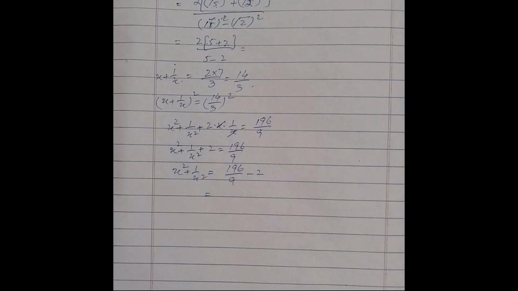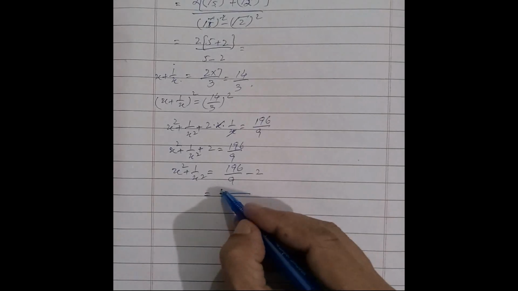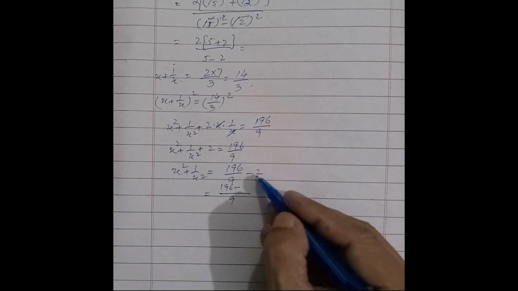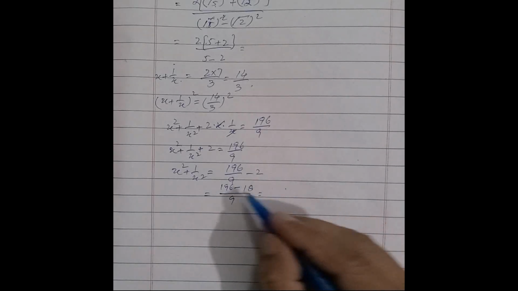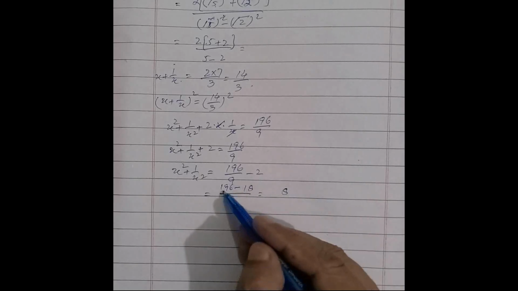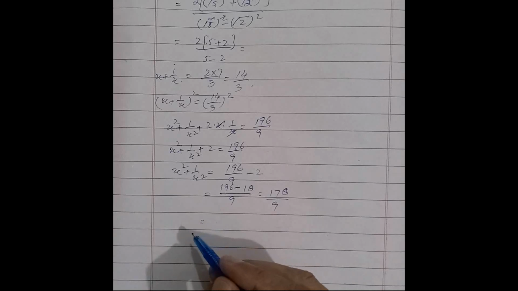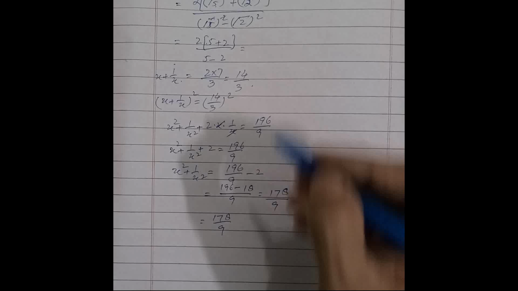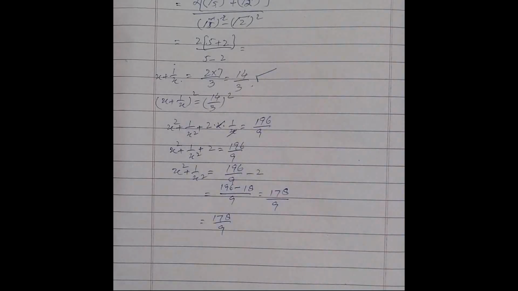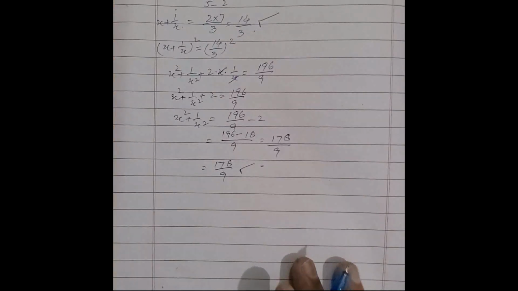Now simplify the right hand side. Take 9 as LCM. It is 196 minus 9 2s are 18. And the answer is 16 minus 8. 16 minus 8 is equal to 8. 8 minus 1 is equal to 7 over 9. And the answer is 178 over 9. Here x plus 1 over x, and it is x square plus 1 over x square.